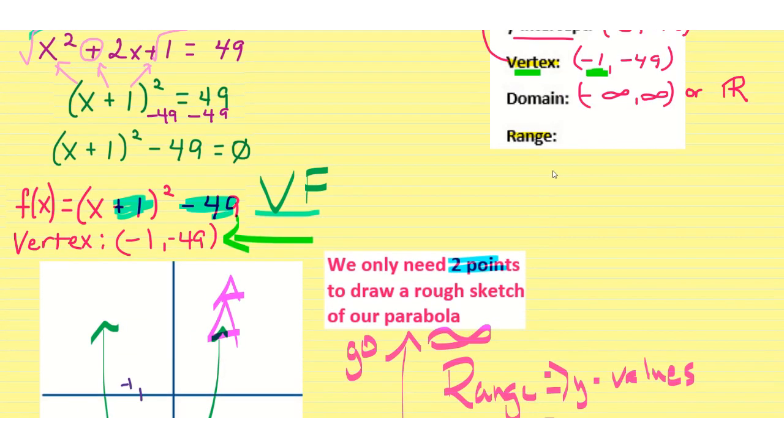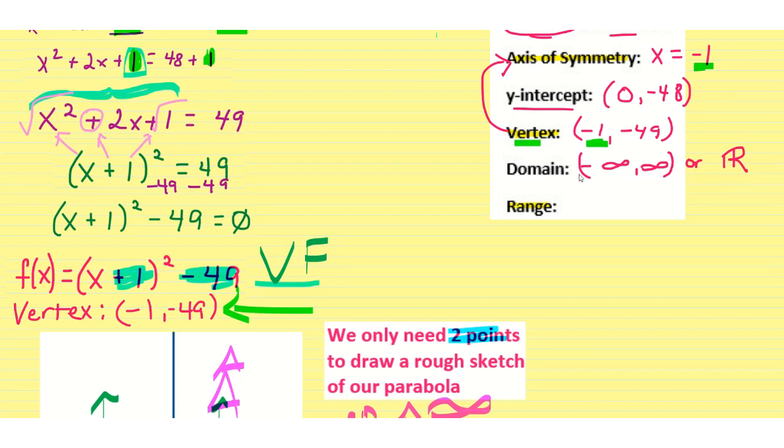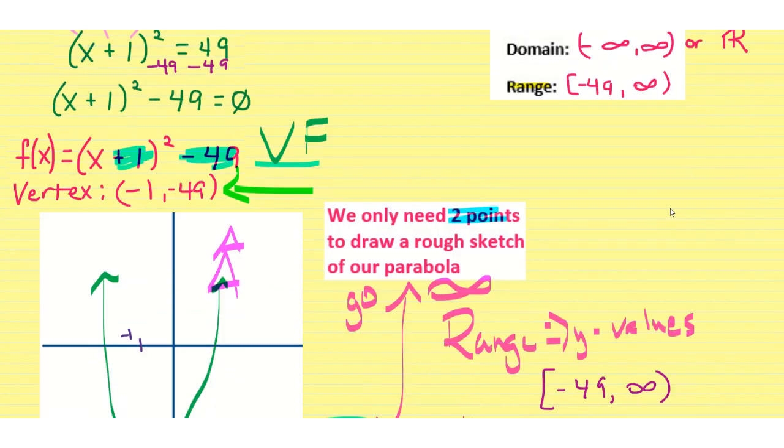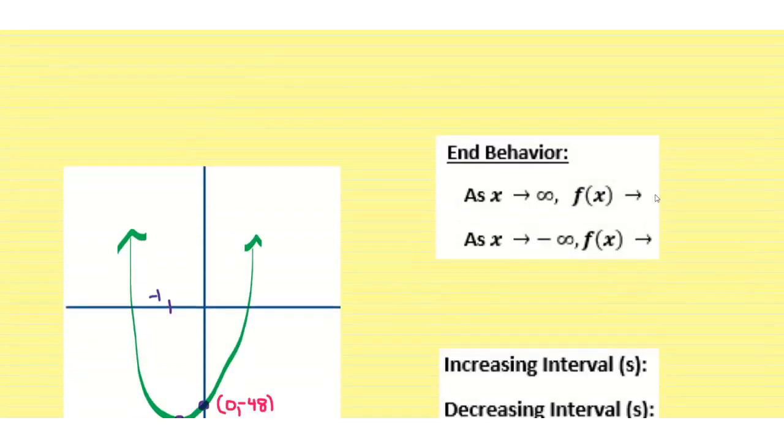So I can go up here in my formal place to put the range, and I'm going to say that it starts at the bottom, and it does touch it. That bottom vertex does touch -49, so we put a hard box here. This means it's actually equal to negative 49 there at the bottom of our parabola. So it's negative 49, and it goes up to positive infinity forever and ever. Okay, so let's keep moving forward. What do we need next?